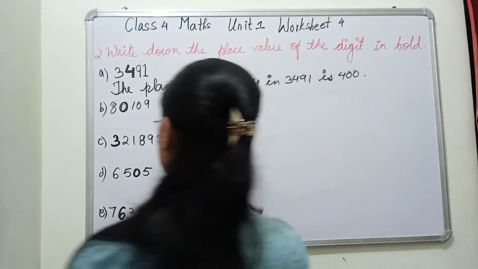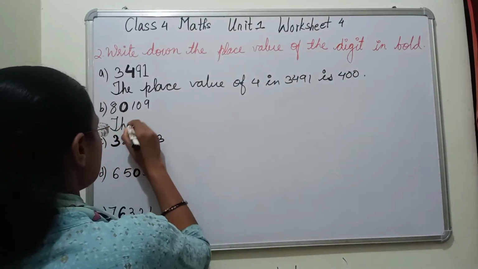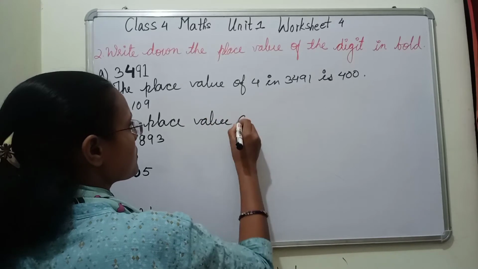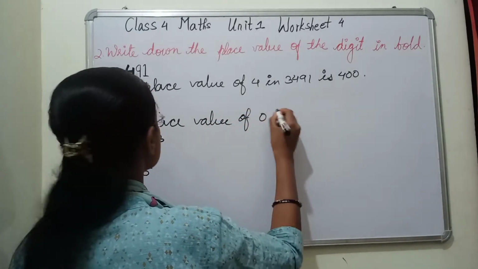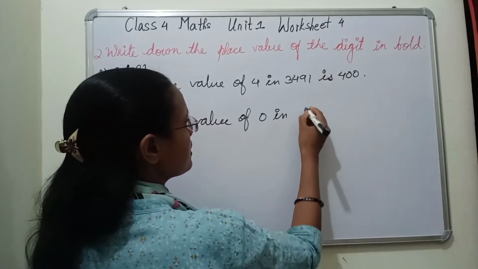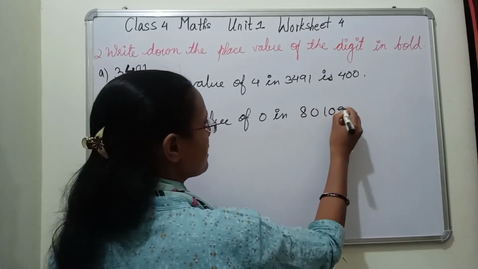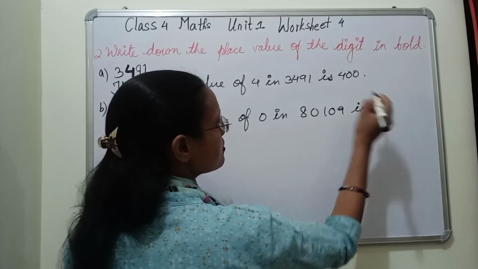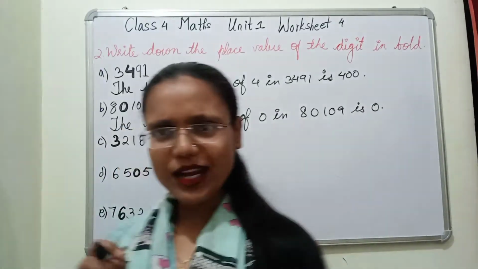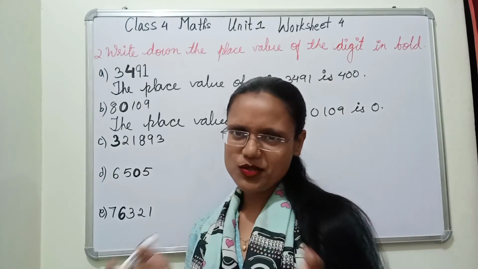Okay, let's write the place value of 0 in 80109 is 0. And do you know the difference between 0 and O? क्या O और 0 सेम होता है?